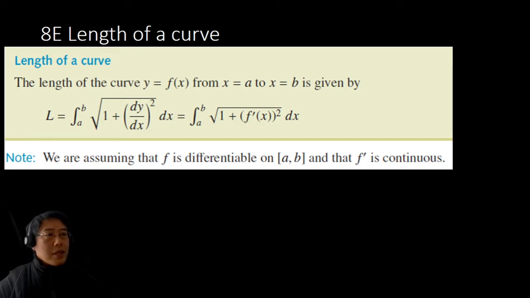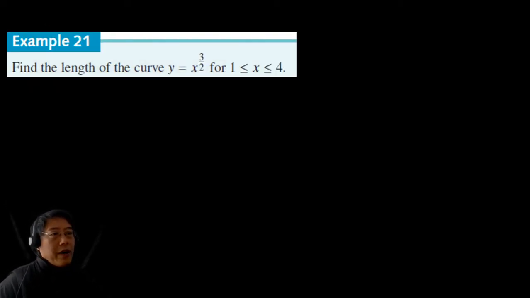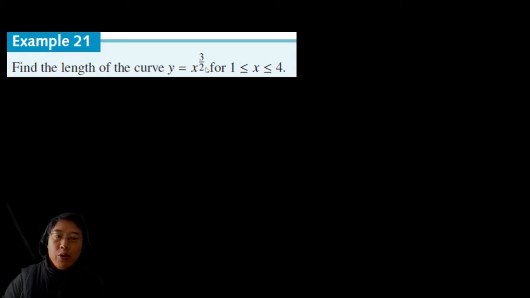Alright, so example, find the length of the curve y equals x to the power 3 over 2. Now, good application: when you have a polynomial and the power is rational, always turn it into a fractional power. Otherwise, you're going to have some difficulty to anti-differentiate. So it's from the interval 1 to 4.